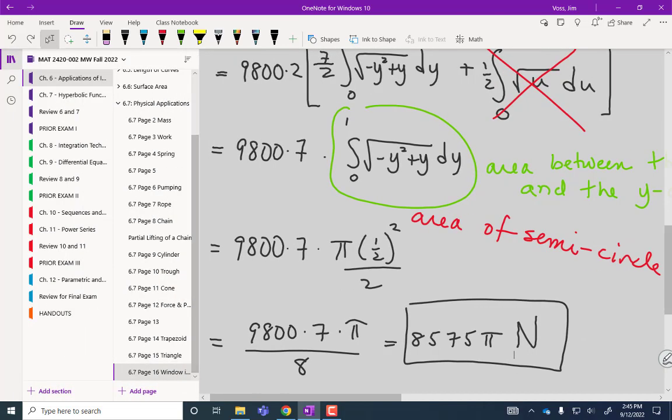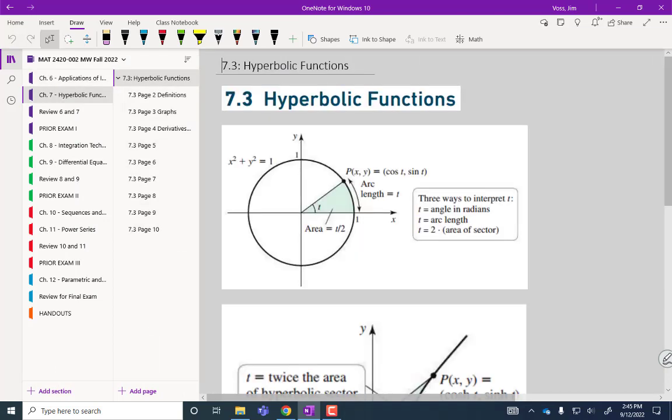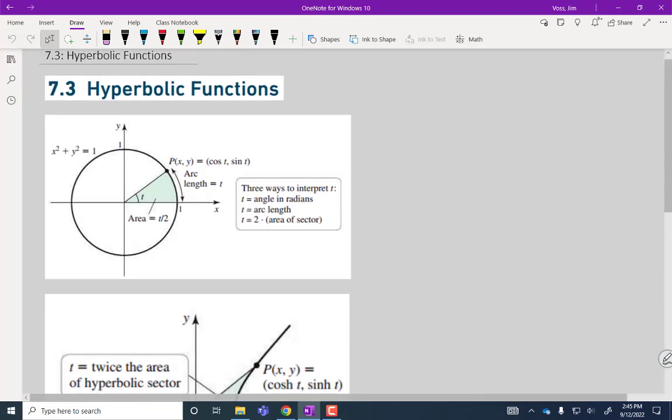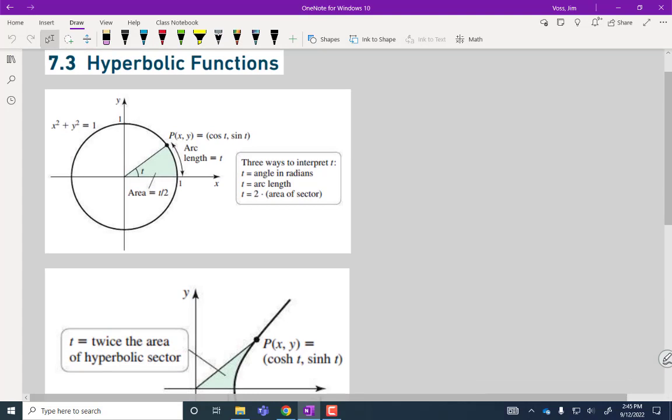Okay, so let's go to Chapter 7, hyperbolic functions. First off, when you look at these hyperbolic functions, they look a heck of a lot like trig functions. So the immediate question is, well, why do we use the cosine and sine? Why do you use sine and cosine modified for this?